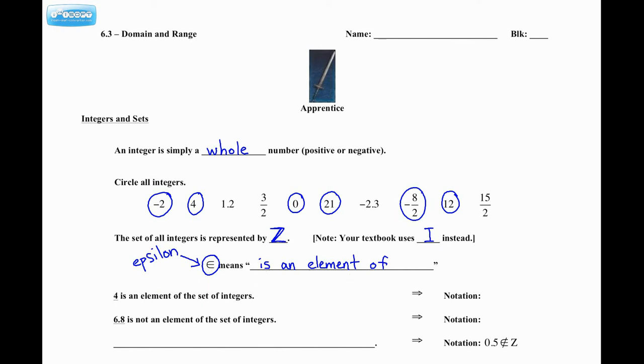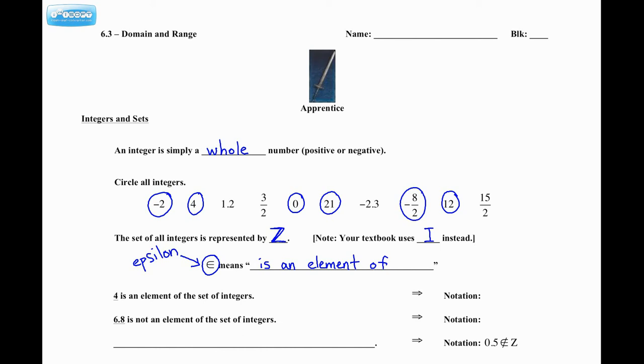Okay, why do we use all these symbols? Well, in mathematics, if you want to say something quickly and efficiently, sometimes it's not always best to use long sentences. So we use symbols to make things easier to read. Okay, so all we want to do here is do some translating. So I have the number 4. 4 is an element of the set of integers. Okay, so that's a statement. Obviously, 4 is an integer.